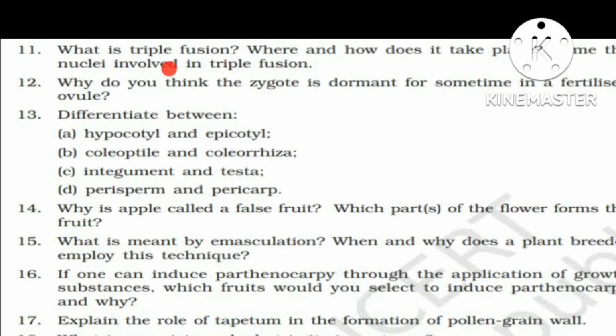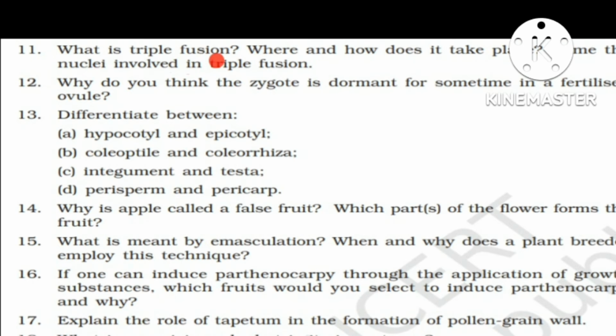What is triple fusion? Where and how does it take place? Name the nuclei involved in triple fusion. Now, triple fusion is like this, where there will be two male gametes inside the pollen tube. In that, one male gamete will fuse with the egg, but the second male gamete will enter into the embryo sac and they will fuse with the central cell.